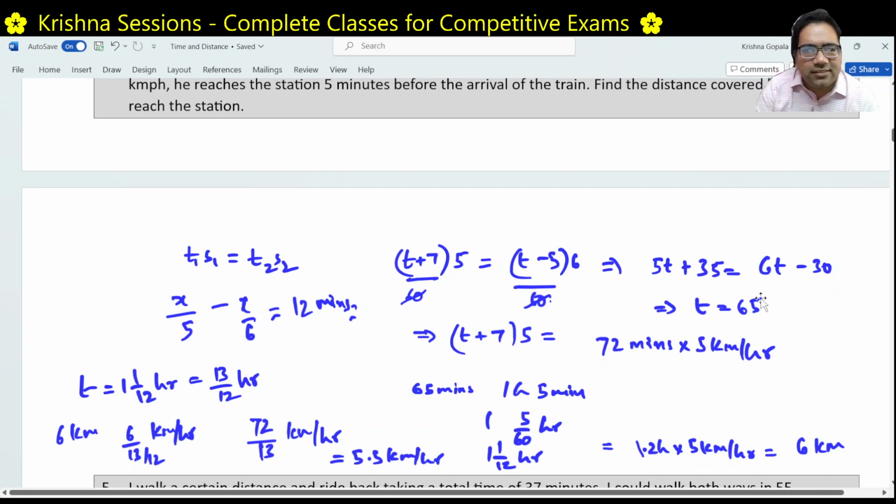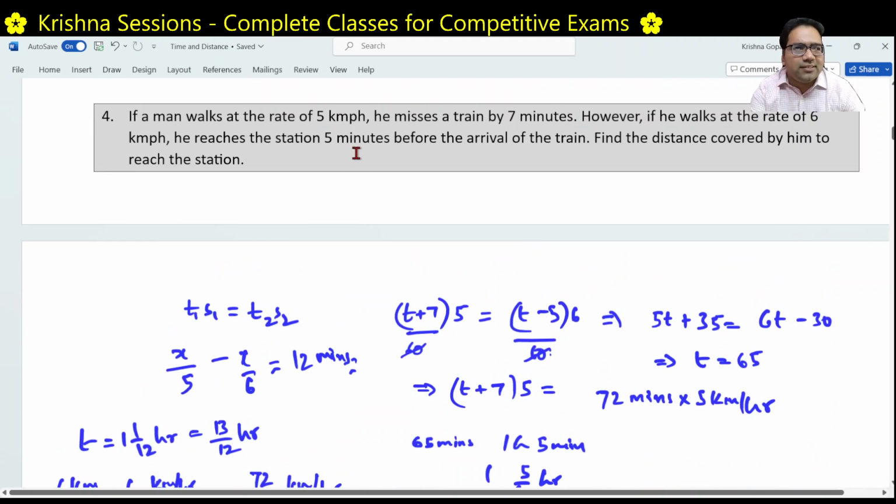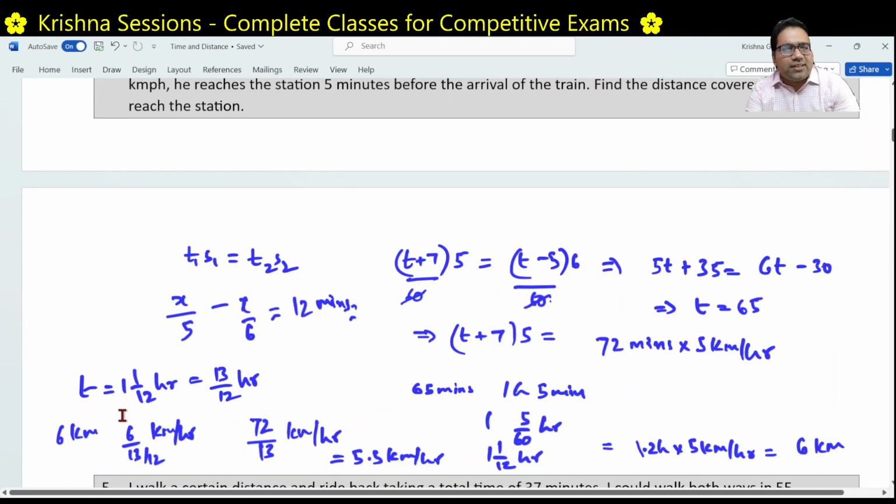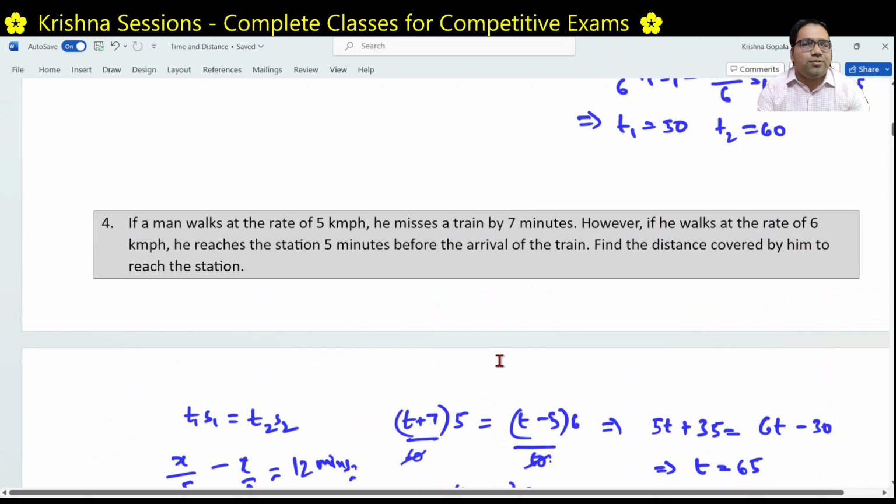The distance in this case is 6 kilometers. If he's traveling at 6 kilometers per hour, he will reach exactly in 1 hour, that is 60 minutes. If he's traveling at 5.5, he is reaching in 65 minutes. That is his usual speed, and he'll just catch the train. But if he's traveling at 5 kilometers per hour, he will reach in 72 minutes, which is 7 minutes late. So what is his ideal time? The ideal time is 65 minutes if he walks at 5.5 kilometers per hour.